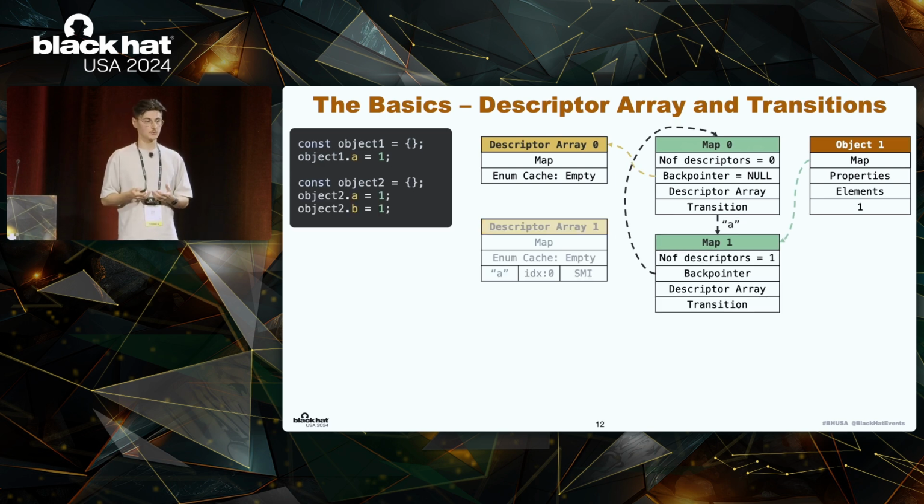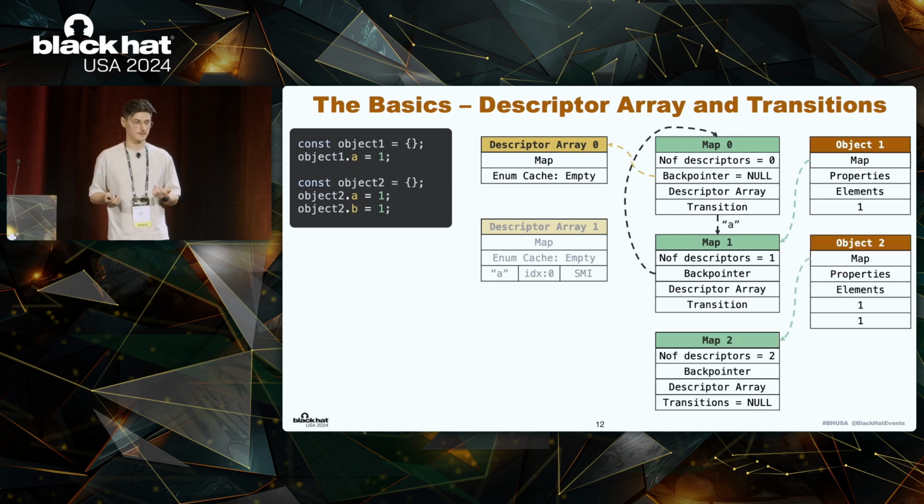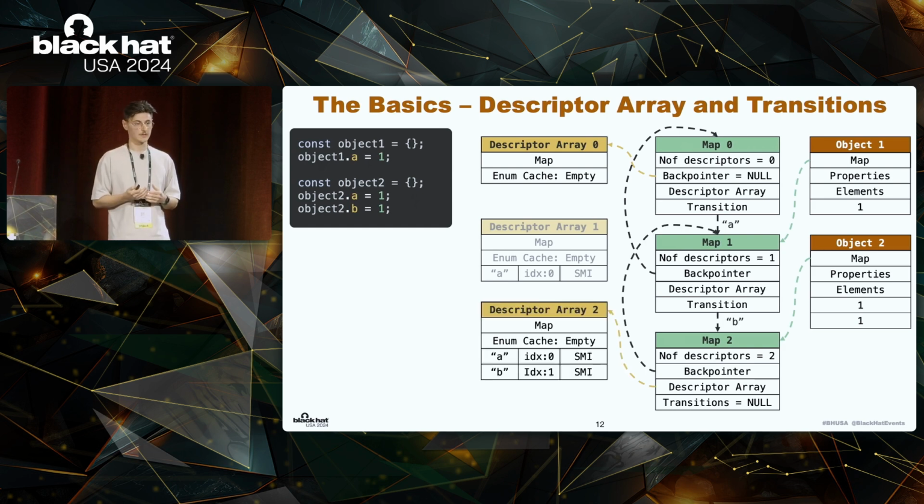Now let's create an object 2 with A and B properties. This will create a new map for that object. And that map will transition from map 1 via the B property. And the new descriptor array giving information about A and B properties will be created. Now, because object 1 and object 2 share the property A, the object 1 will also now use that new descriptor array in order to save space in memory.